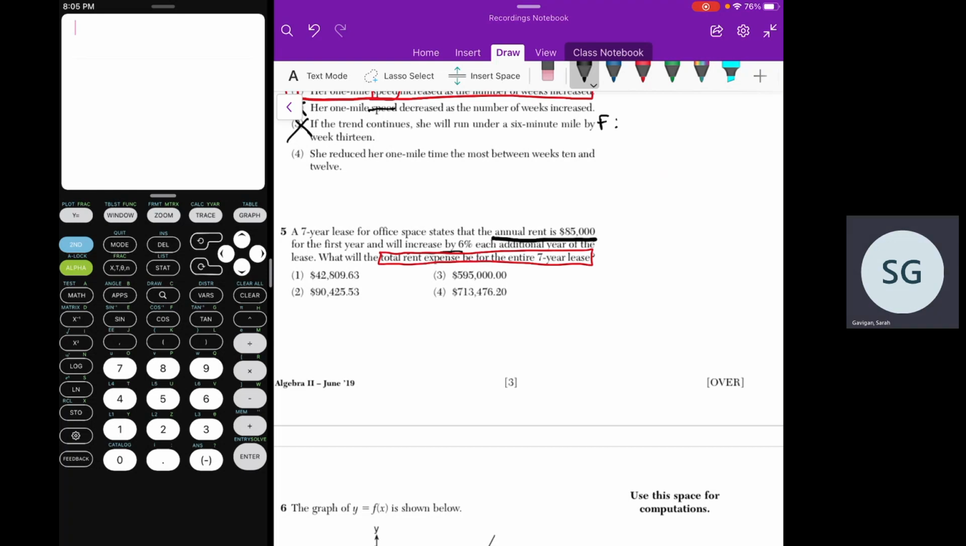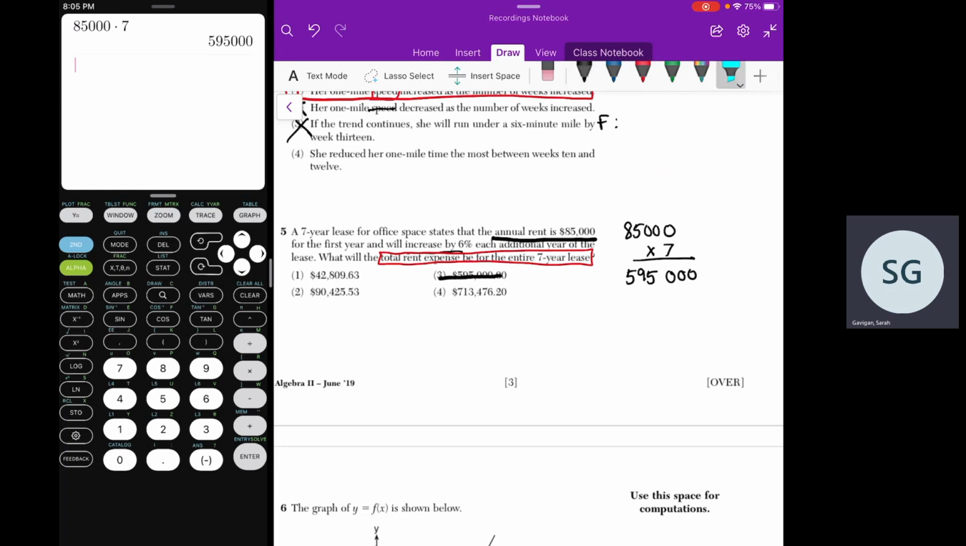Well, let's ballpark it. So if it's $85,000 per year and they're renting it out for 7 years, when you type that into your calculator, that's $595,000. But the answer is not choice 3. That's a shiny wrong answer. My math here didn't account for the 6% increase each additional year.